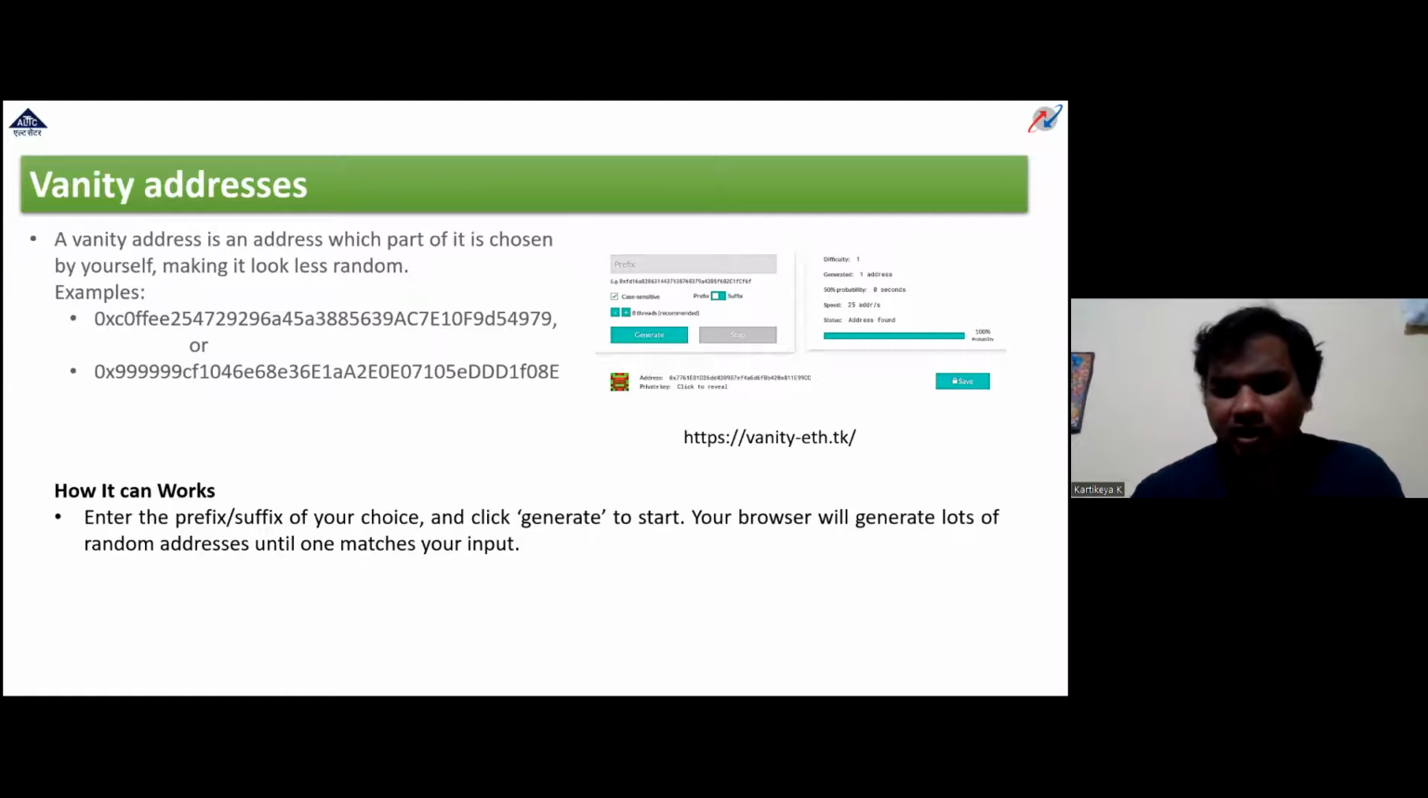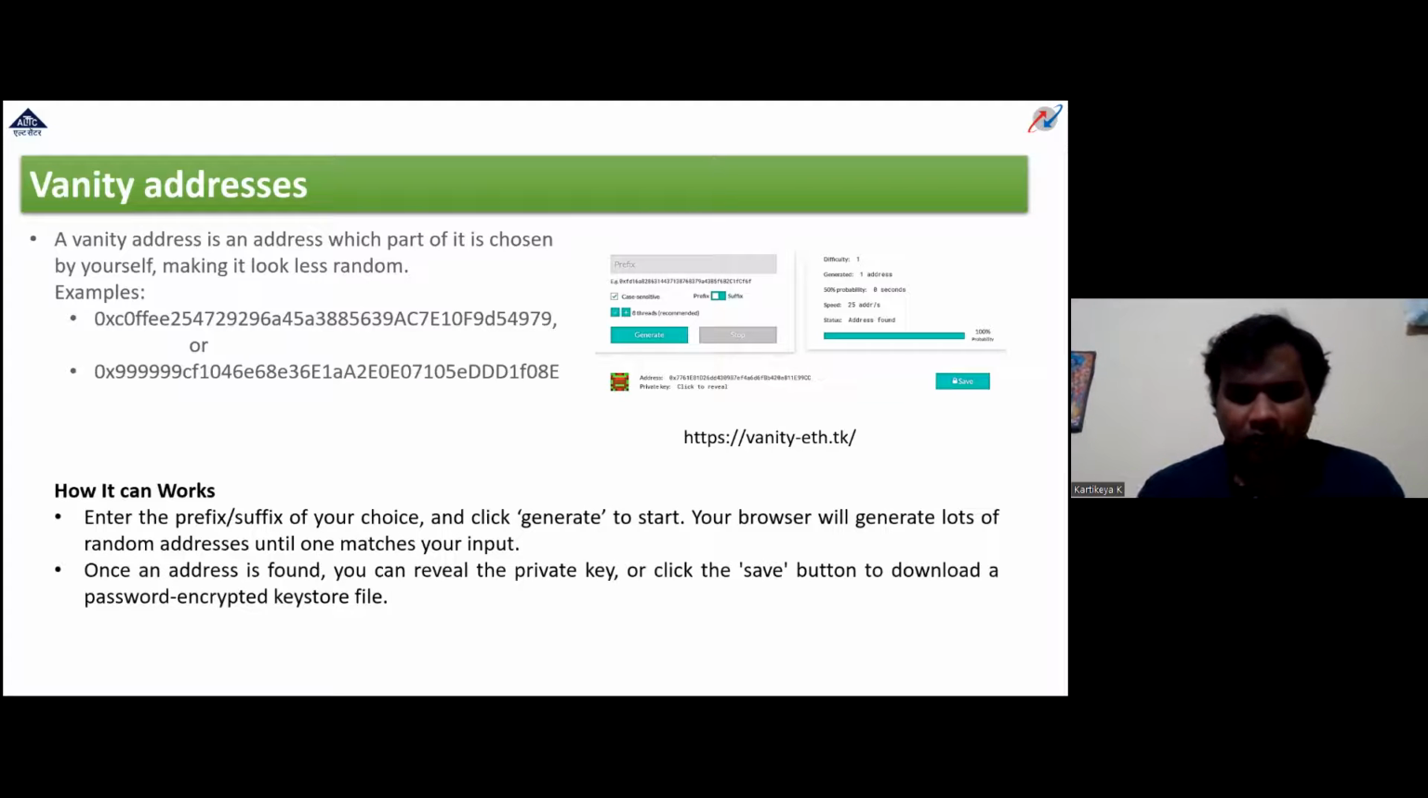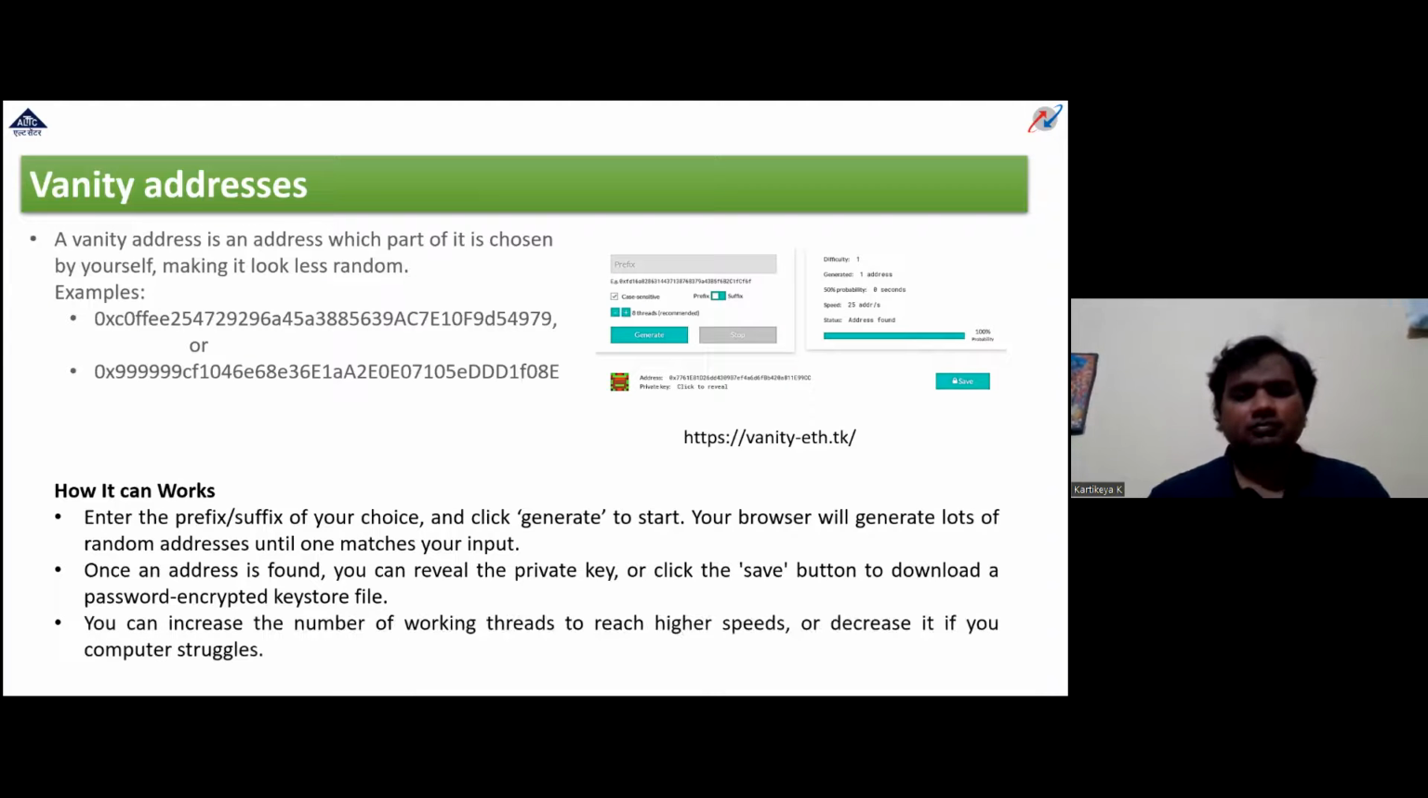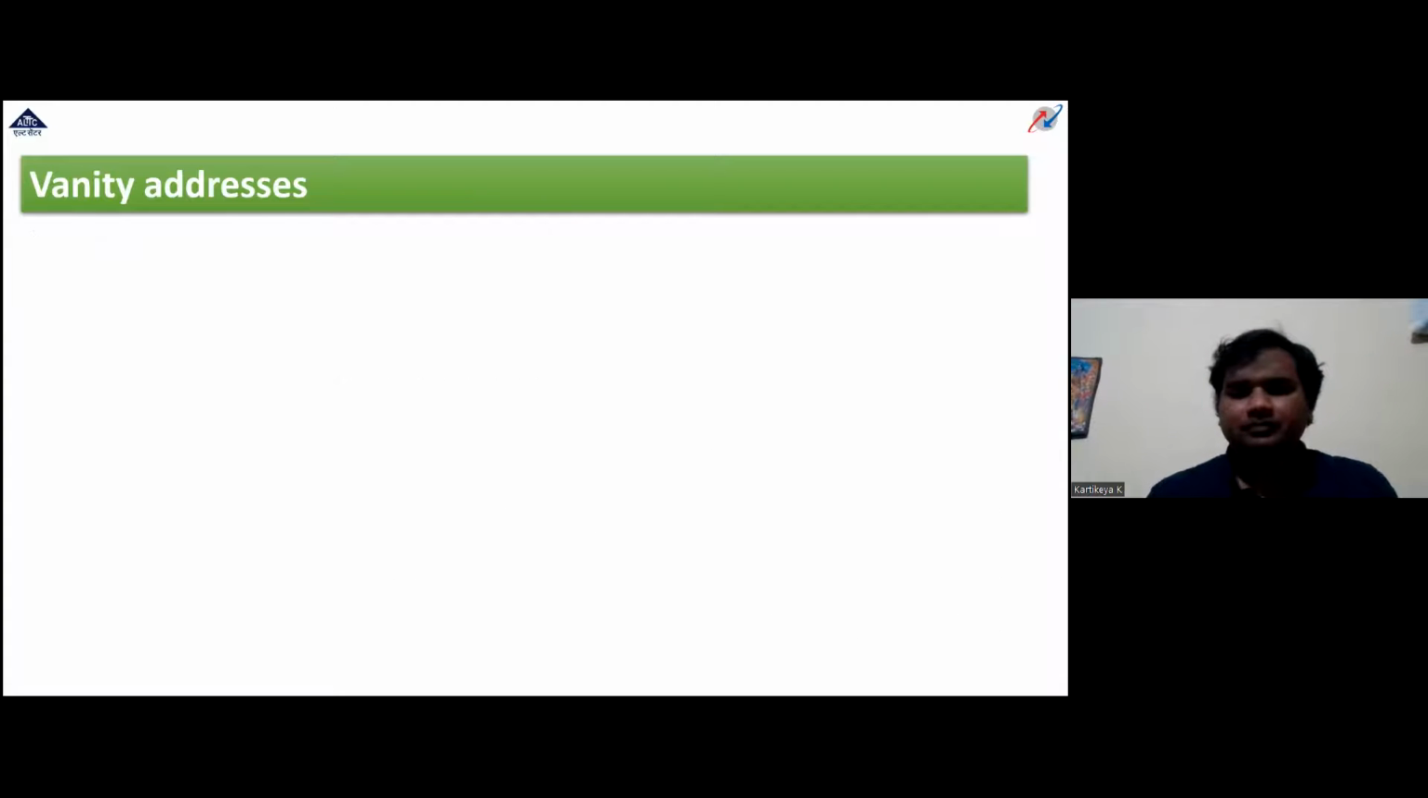On this website, vanity-eth.tk, your browser will generate lots of random addresses until one matches your input. Once an address is found, you can reveal the private key or click the save button to download the password encrypted keystore file. You can increase the number of working threads to reach higher speeds, or decrease them if your computer struggles. Depending on the speed, we'll run more threads.